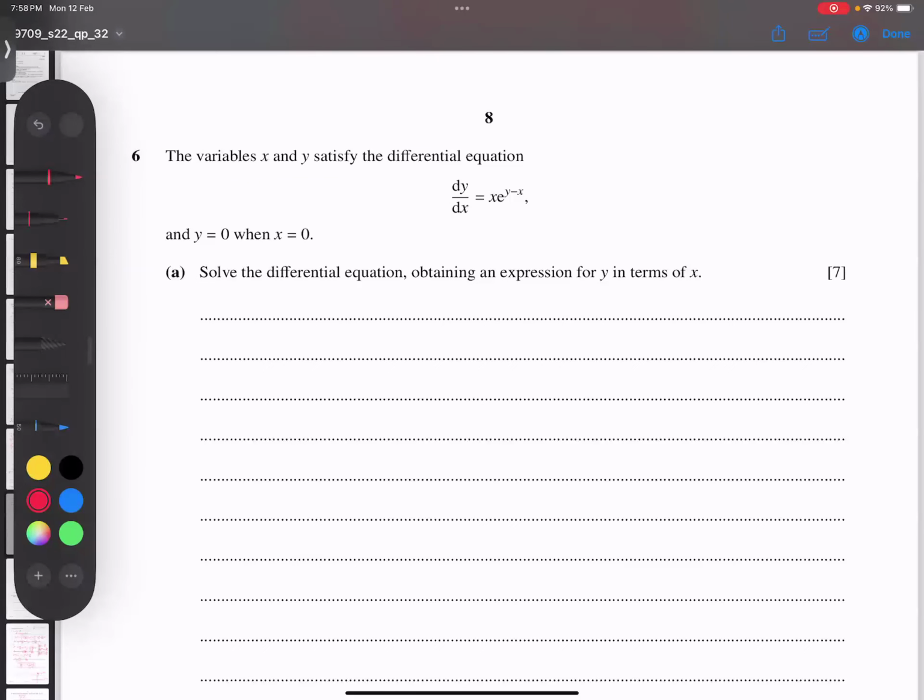This is June 2022, 32 variant question number 6, and the topic is differential equations. So have a look here. What's step number 1? Separation of variables. Many students get confused here, especially with e to power y minus x.